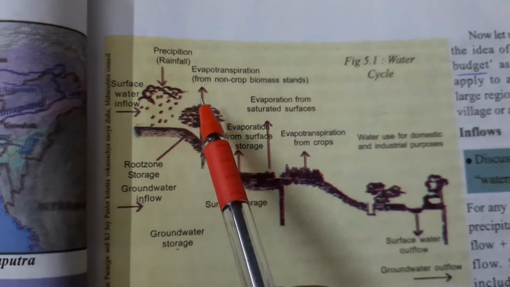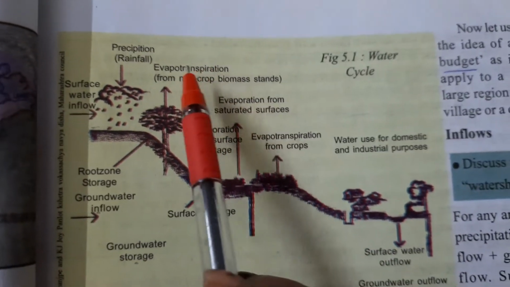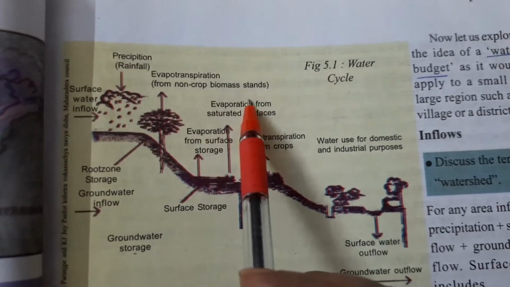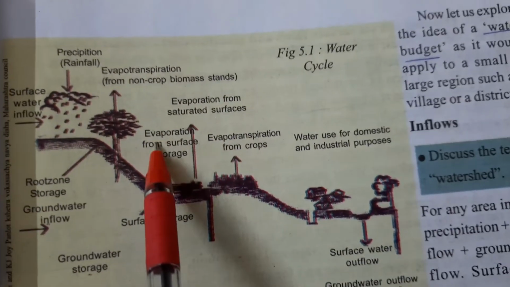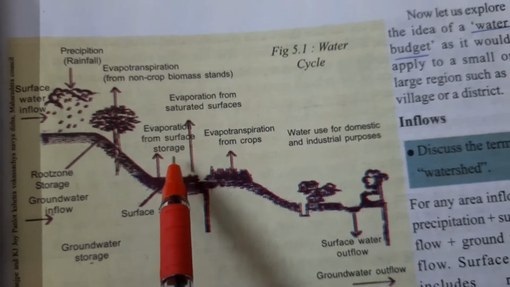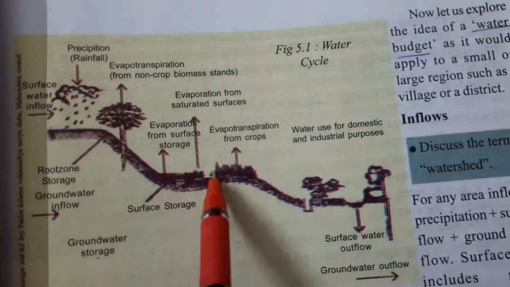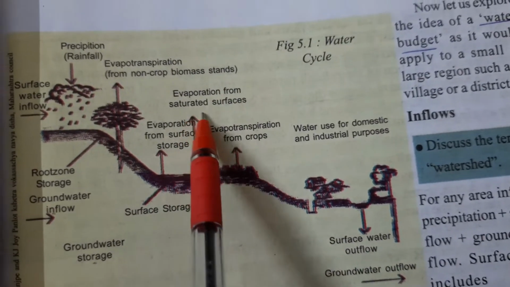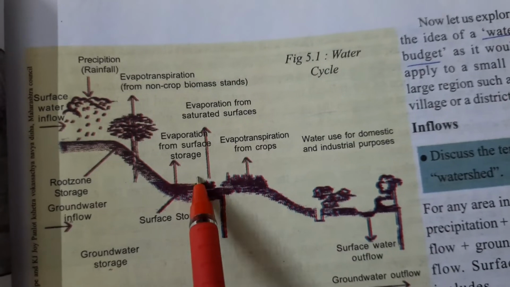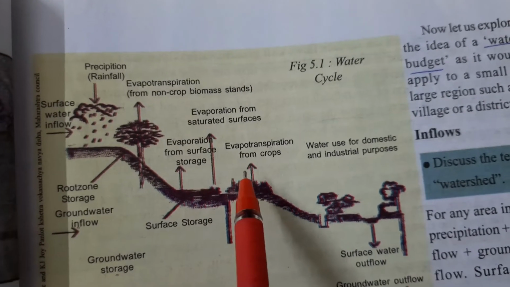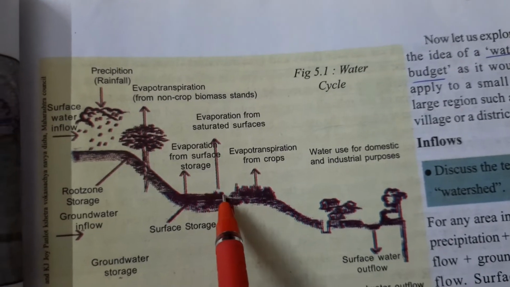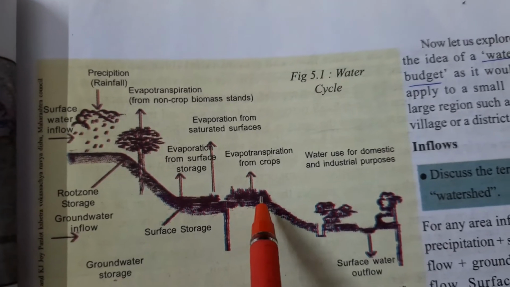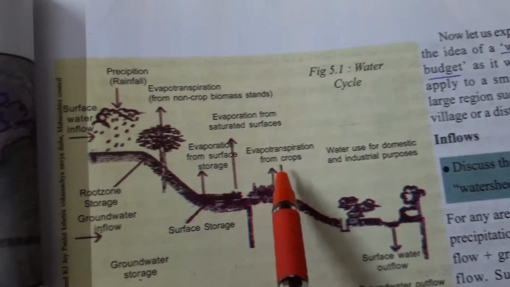What are the outflows of water? Evapotranspiration. When evaporation and transpiration take place at the same time, it is called evapotranspiration, like in big trees and plants. Now evaporation from the surface storage. Some water which is stored on the surface of the earth is also evaporated by the sun's heat. Evaporation from the saturated surface. The ground where there are no ponds or rivers also gets wet by the precipitation. This wet surface is also evaporated by the heat of the sun.